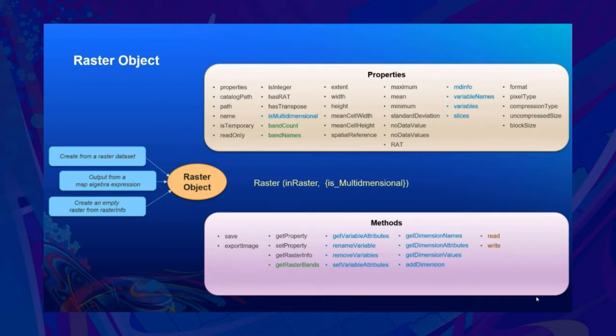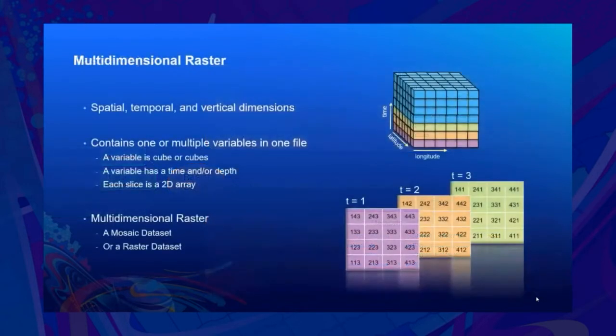Before I move forward, I want to mention something about multidimensional raster. So what is a multidimensional raster? A multidimensional raster is a raster which has other dimensions like time or depth or altitude. Now you can think of it as a cube, right? One raster which is a cube or a hypercube, where all these axes represent different dimensions.